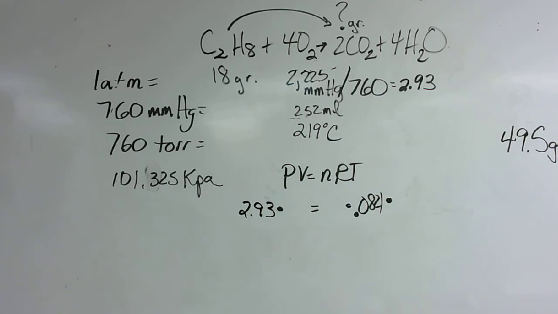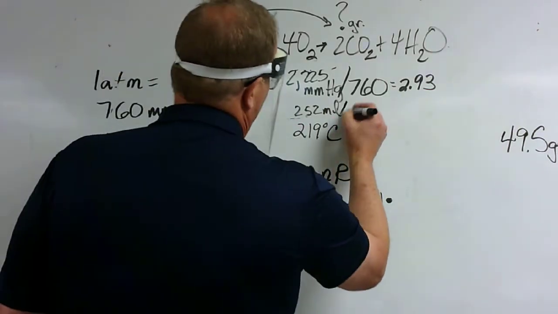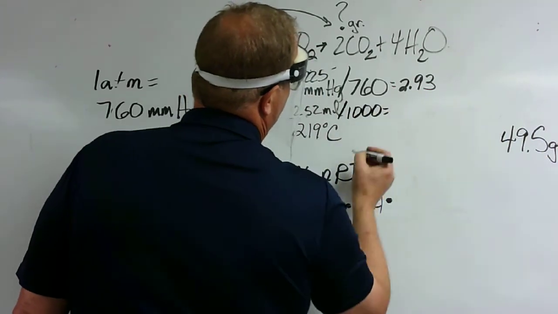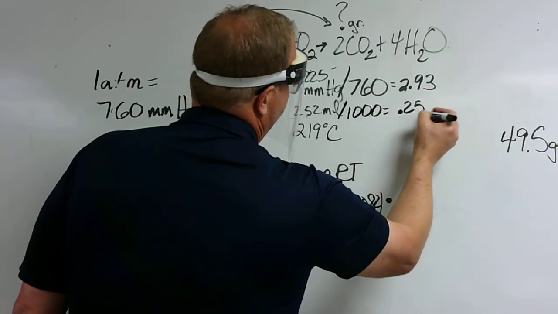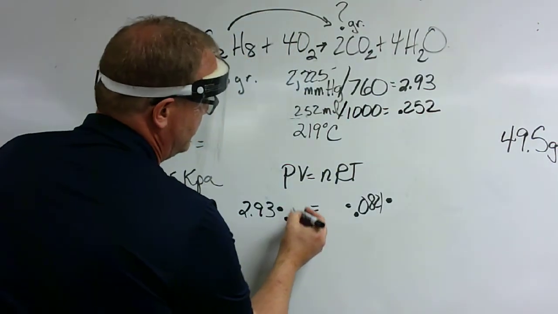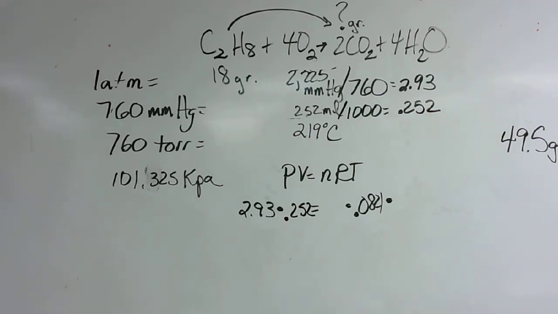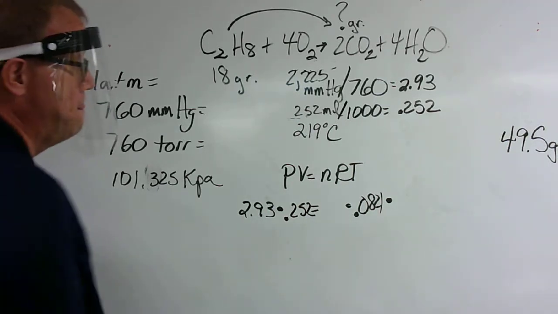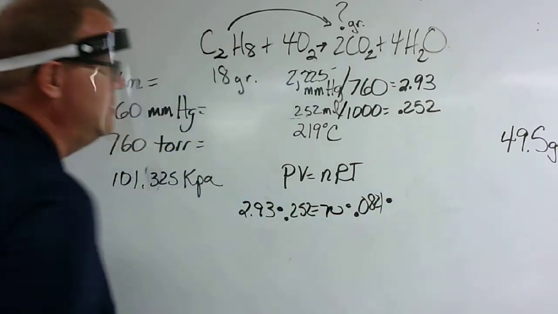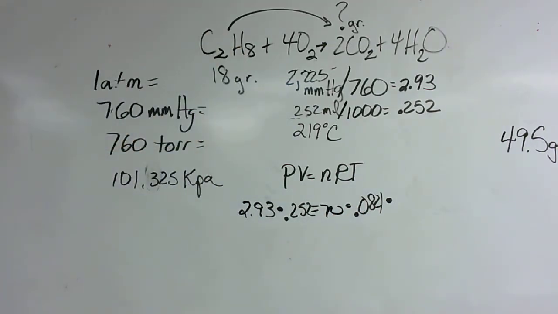What about my volume? It says 252 milliliters. It's supposed to be in liters. So that one doesn't work. You guys remember the number we divide by? 1,000. We're doing the molarity, right? I end up with 0.252 liters, which I have to put here. We're always going to be solving for moles. We like the mole. So we're going to solve for moles on this.